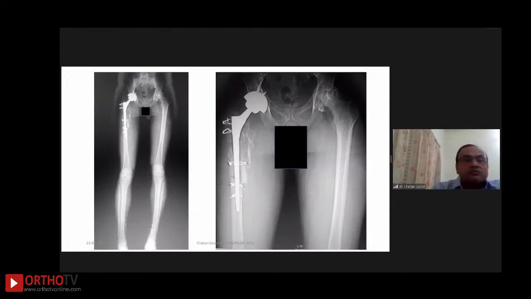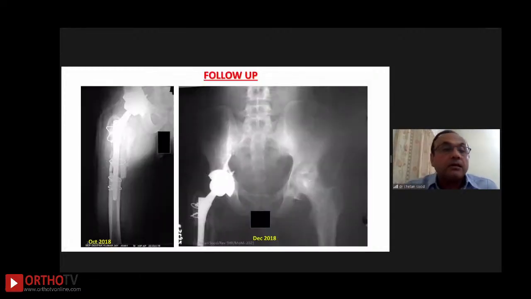So his leg length issues were a little bit there, but I was confident I could sort it out once I do the next hip. So that was not the issue, but we tried to get maximum. I had to lengthen this leg more than normal so that the soft tissue tension on the trochanteric vastus lateralis sleeve could be restored.